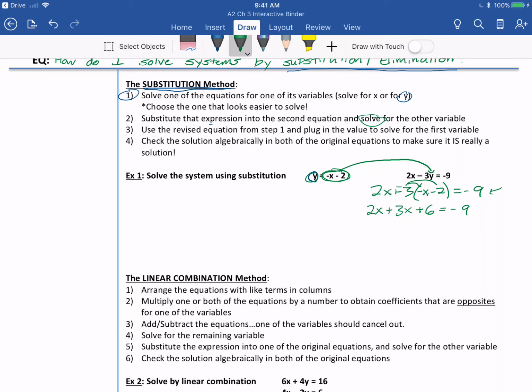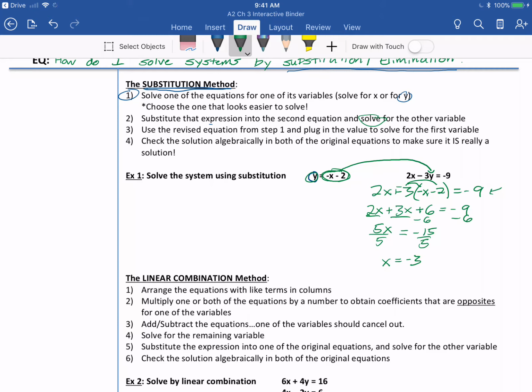Now I go through here and solve this, so I can combine like terms. I have 2x and 3x makes 5x. I can subtract this 6 over in the same step, so I have 5x is equal to negative 15. Divide by 5, I get x is equal to negative 3. So I've solved for one of the variables.